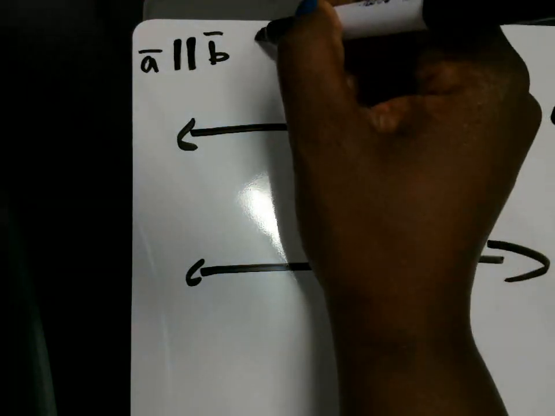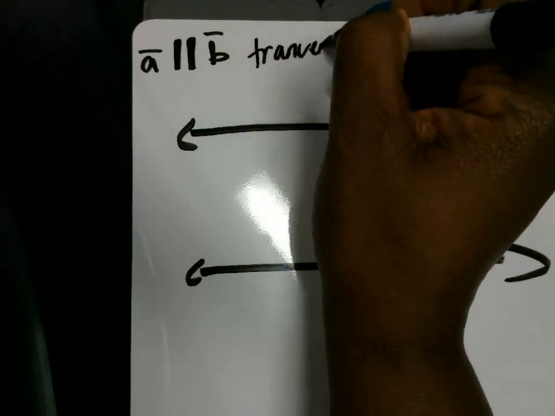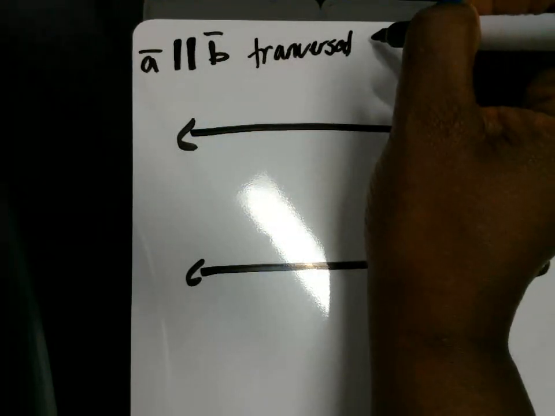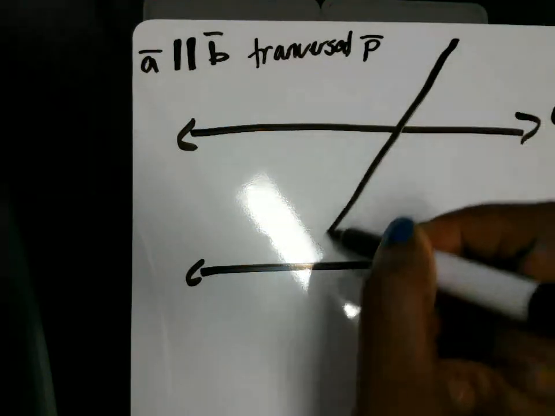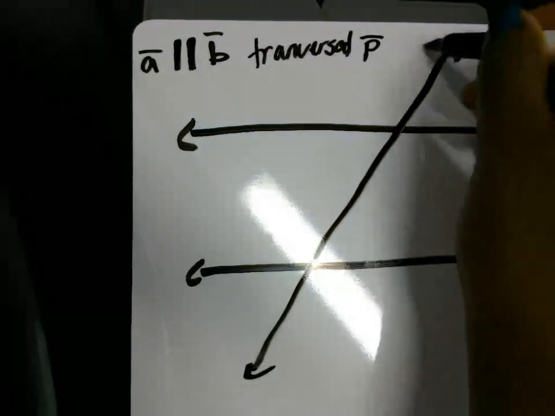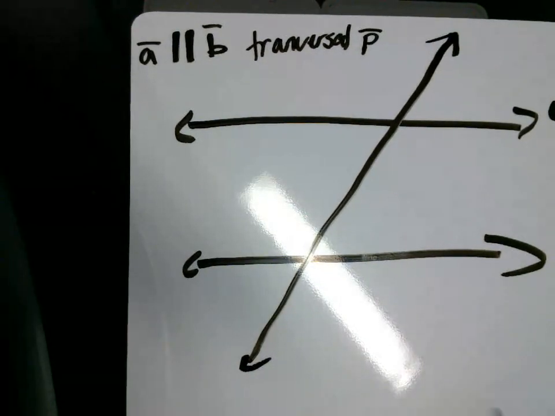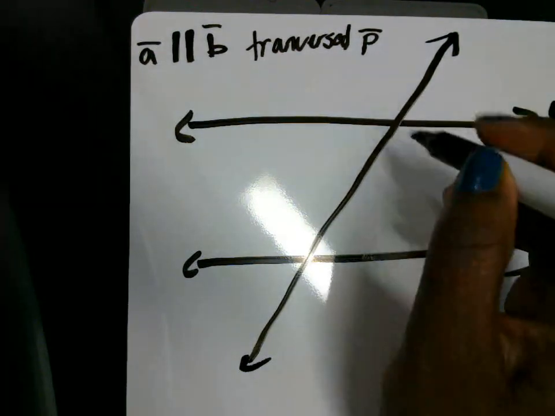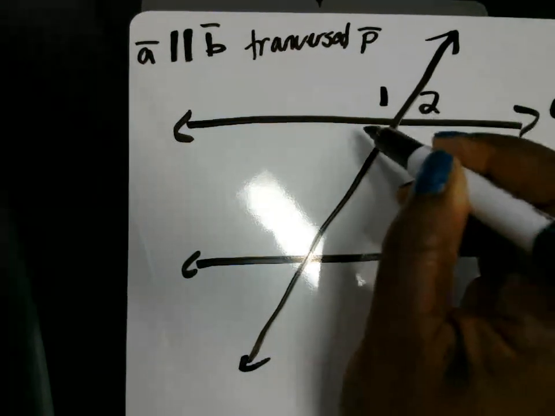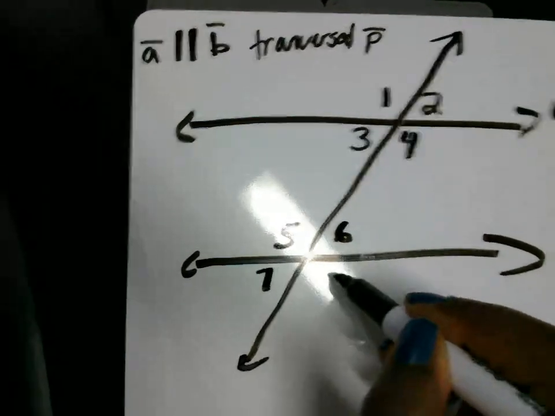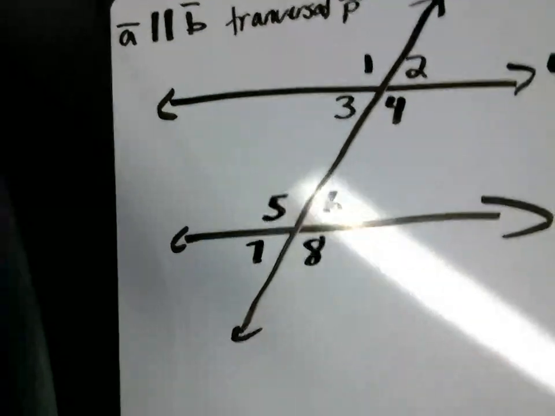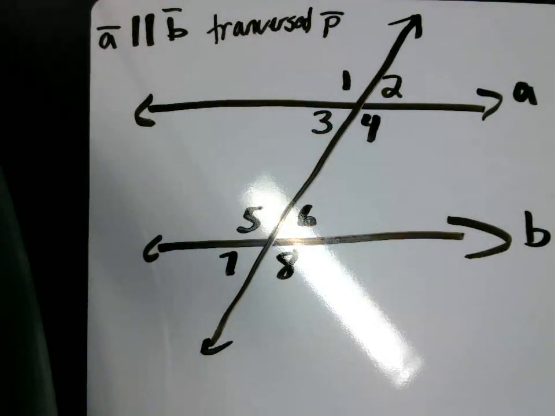And then they tell you transversal line. Let's make the transversal line P. Okay, so now I'm going to number all of the angles. I have angle 1, 2, 3, 4, 5, 6, 7, and 8. I'm going to pause, give you a chance to write those angles in.